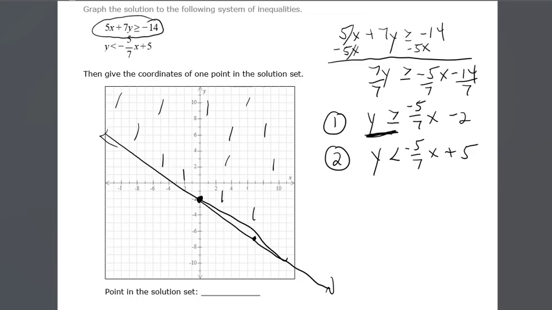Now for the second one. My y-intercept is positive 5. My slope is negative 5 over 7, so the change in my rise is negative. So I go down 5 and to the right 7. And again, pay attention to the type of line. Since it's just y is less than, this is going to be a broken line.